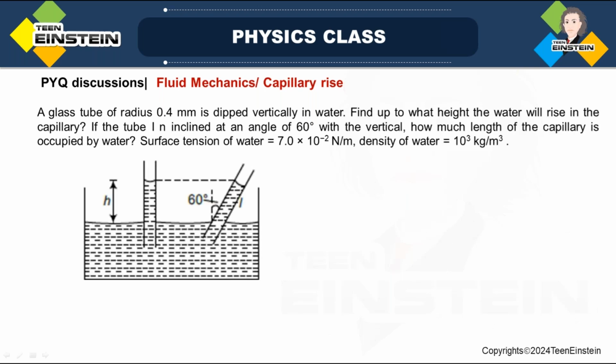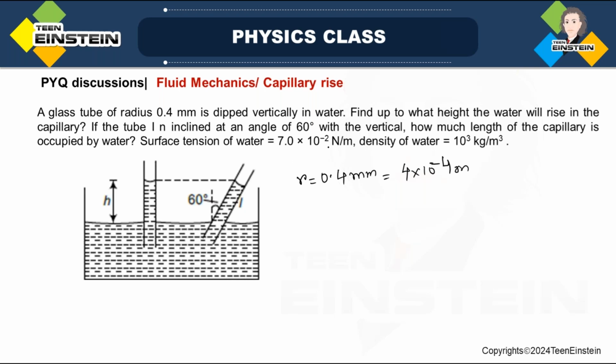Okay, so let us solve this problem now. This is again a very interesting problem. Look, the question says a glass tube of radius 0.4 mm. So this also has an inner radius 0.4 mm. If required, I can make this 4 into 10 to the power minus 4 meter.